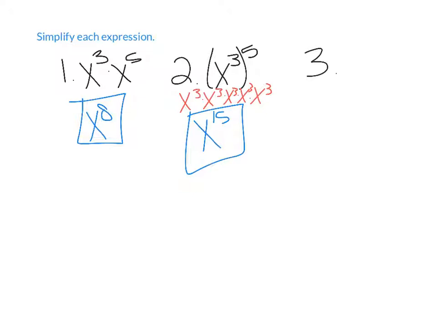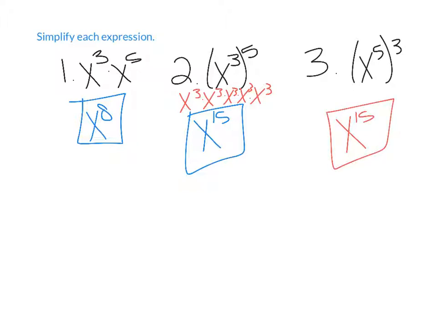Okay, and then number 3, let's say we have x to the fifth cubed. Okay, well, this is the rule from today, the power of a power. And notice it's almost the same thing as what we just did, isn't it? So we're going to take 5 times 3. We should get x to the 15th.